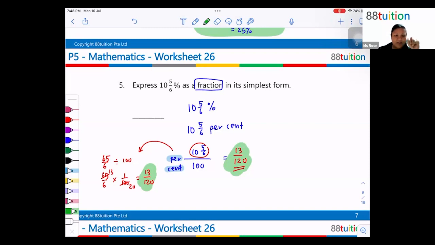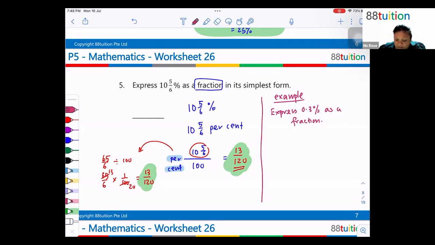So again, now, let me ask you this question. If I give you an example, express 0.3% as a fraction, what would your answer be? Can you type your answer in the chat?